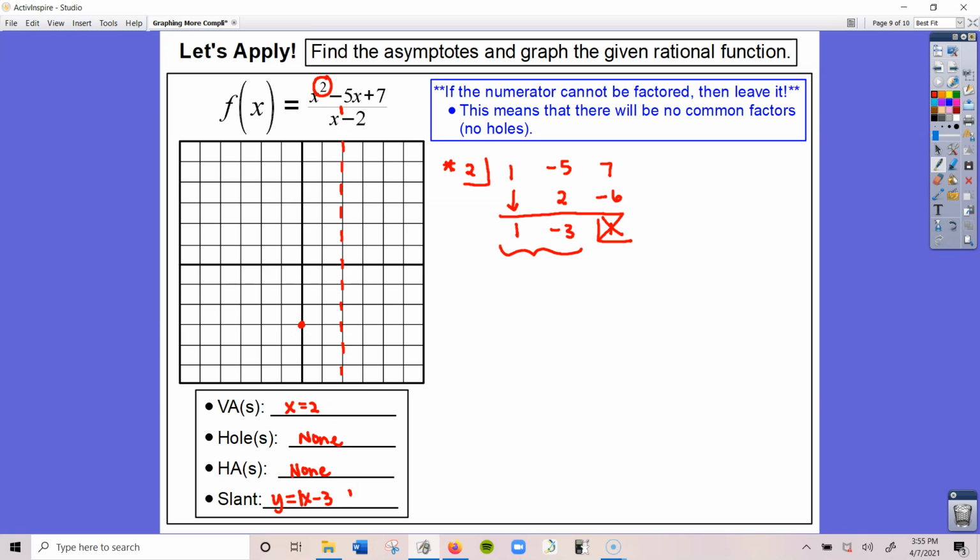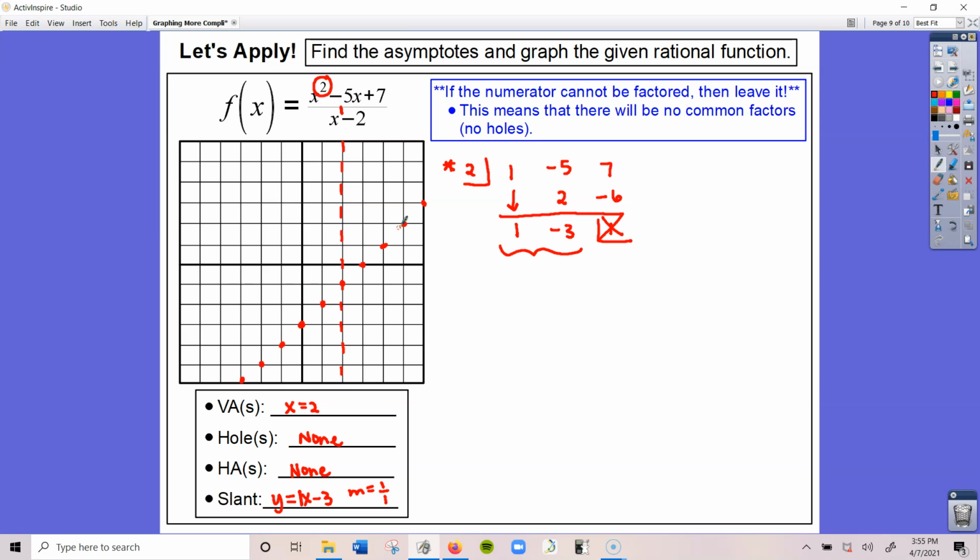That means that my slope is 1 over 1. So I'm going to go up 1, right 1. And I would recommend you do this throughout the entire graph. So we're just going to follow this pattern. Up 1, right 1. All the way until I get to the very end on either side.